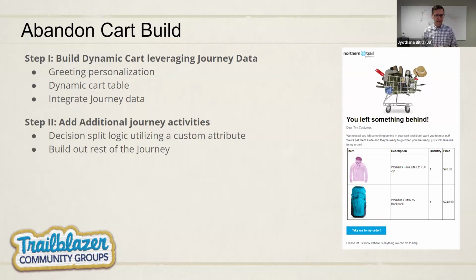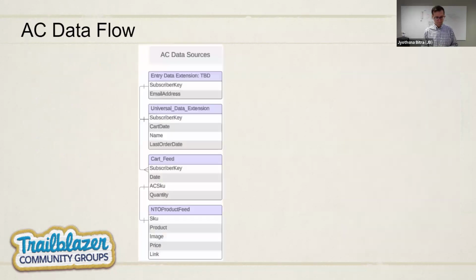Then we'll move on to the journey and add on additional journey activities. One of those is a decision split where we're going to want to check external data, because as we know, that data coming into the data extension upon entry is stale. We're going to want to set up a custom attribute in Contact Builder so we can pull in that data real time, and then build out the rest of the journey, maybe send multiple emails in that abandoned cart journey. And last but not least, do some end-to-end testing, actually send subscribers through and build out that journey.